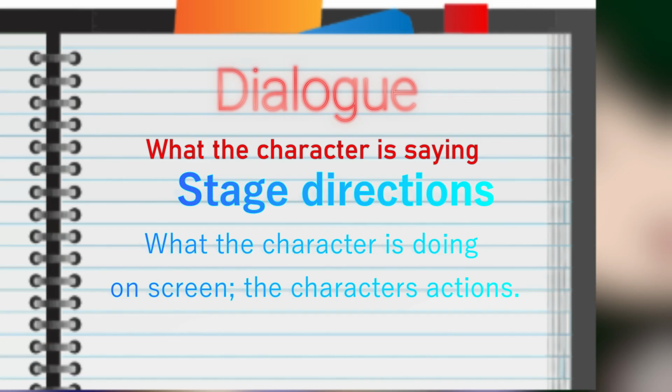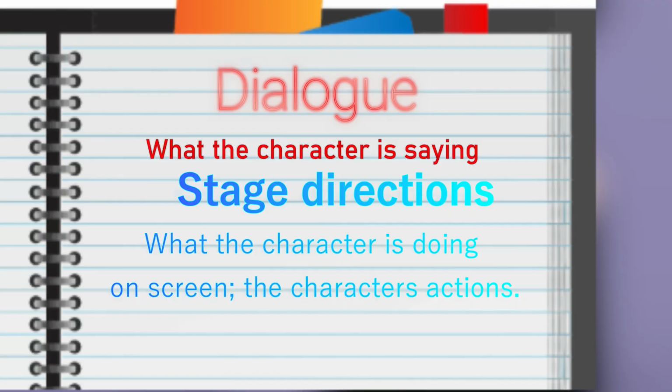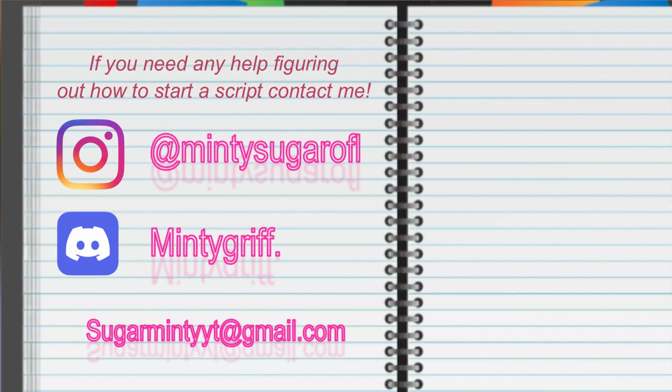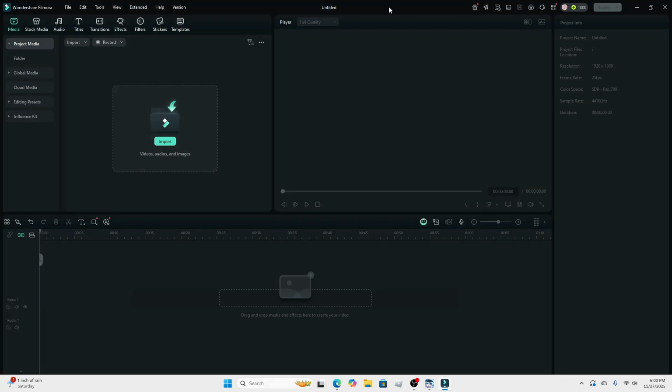I got you. Dialogue is what the character is saying. Stage directions is what the character is doing on screen. The character's actions. If you need help figuring out how to start a script, you can contact me at any of these platforms. Once you have your script ironed out, you can start actually making your video.